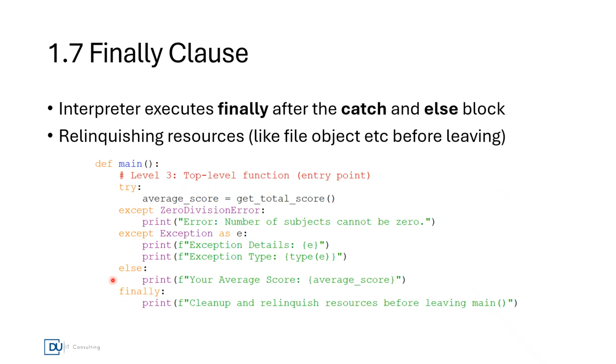Finally clause. Now let's take a look at one more block that we can potentially have, which is a finally block. As you can see, it appears after the else block. So the interpreter executes the finally block after the try, except, and else blocks. So this is a block which is executed no matter what happens in the system. This block is typically used for releasing any resources, like file objects you may have opened in the try block, so that you can close and release them in the finally block.